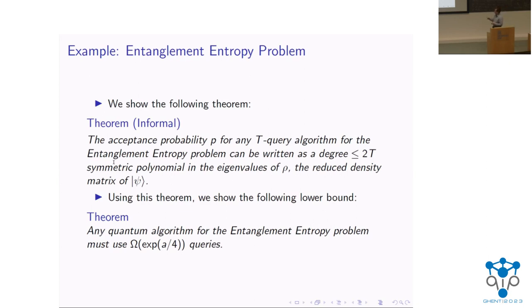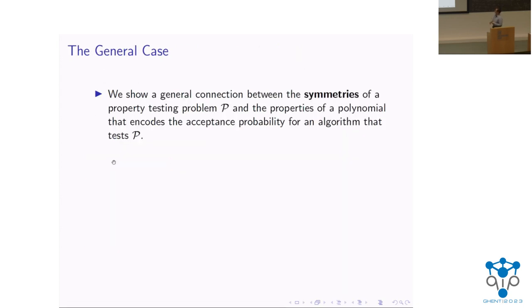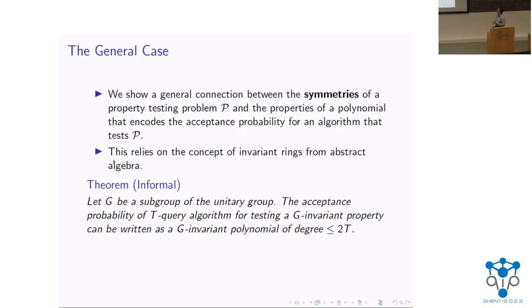I guess A is the entropy that we're asking about, so either the entropy is less than A or greater than 2A. In general, we can start talking about groups and imagine we're symmetric under some group action and try to get a lower bound there. In particular, what we find is that if your property is invariant under the action of all of the unitaries in some subgroup G, then we can express the accepting probability as a G-invariant polynomial with the same degree as we had before.